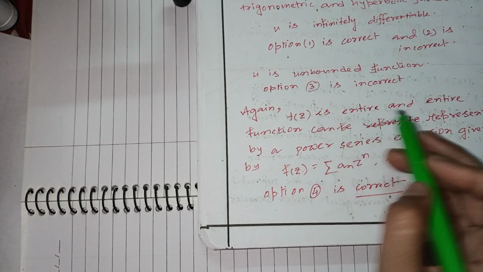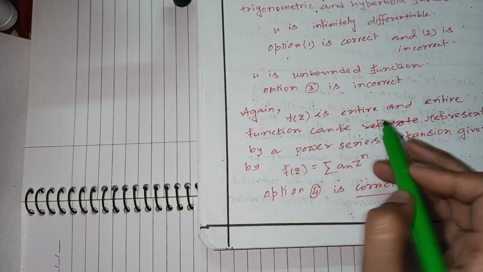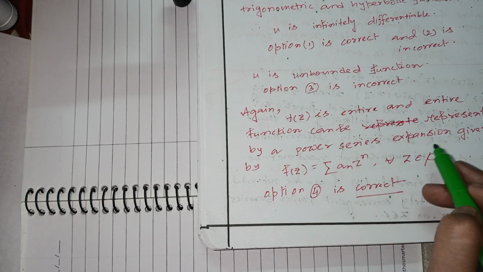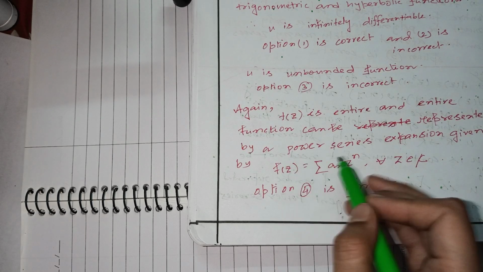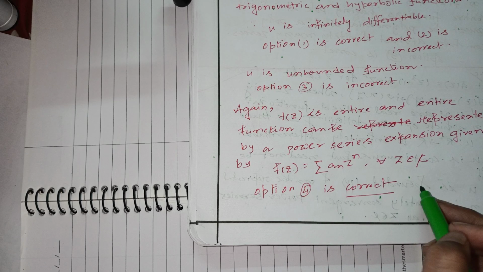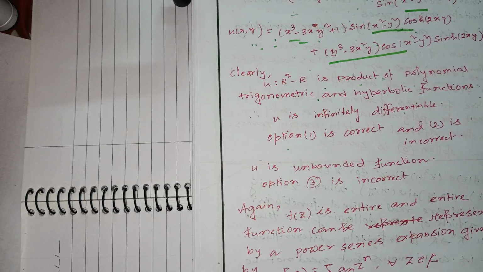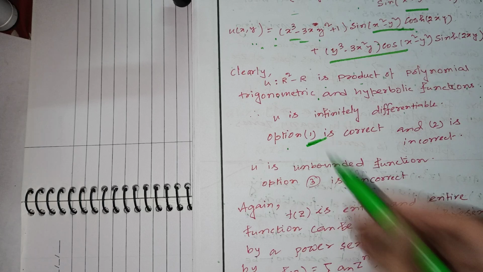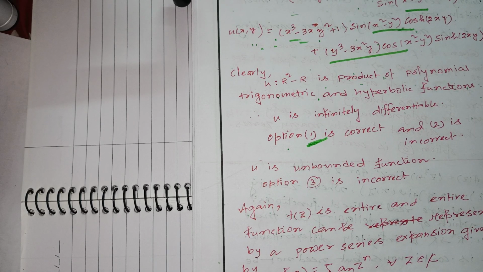Again, f(z) is entire, and an entire function can be represented by a power series expansion given by f(z) = summation of a_n z^n. So option 4 is correct. So here two options are correct: option 1 and option 4. I hope it is clear.